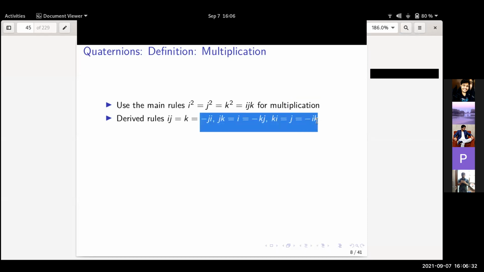I will stop here because this is an important location. Use this i square equals j square equals k square equals ijk equals -1, and then derive the rules which are listed here. Okay, I will stop here.